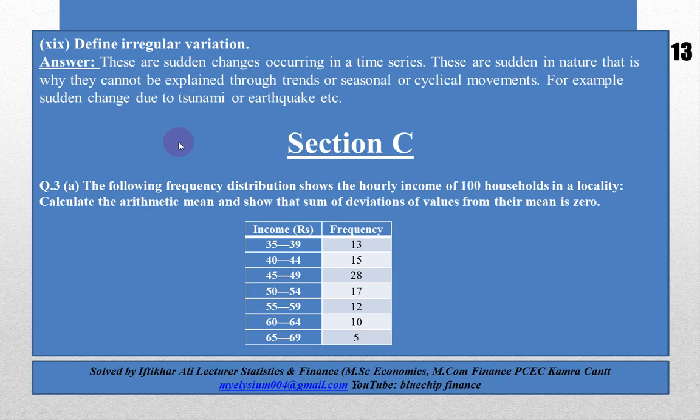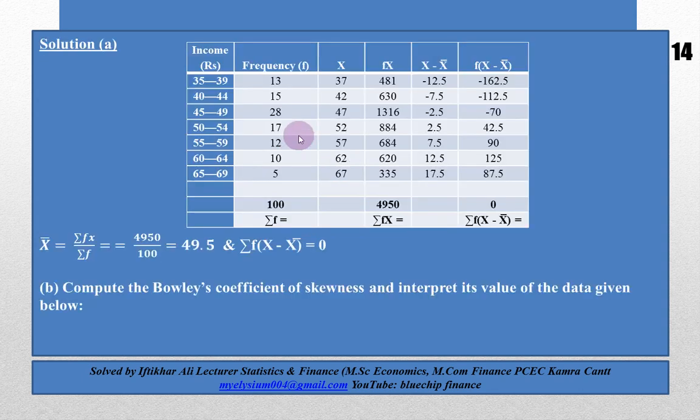In section C, the following frequency distribution shows the hourly income of 100 households in a locality. Calculate the arithmetic mean and show that the sum of deviations of values from their mean is equal to 0. So first of all, we should calculate the arithmetic mean, and in grouped data, arithmetic mean is equal to sum of fx over sum of f. And how can we calculate x? Simply add up these two values and divide the sum by 2.